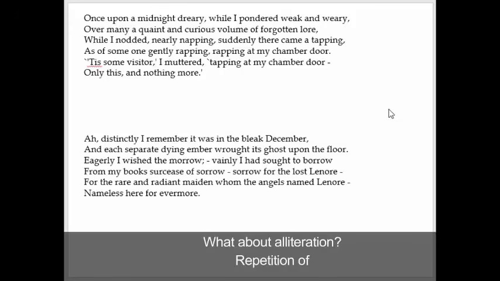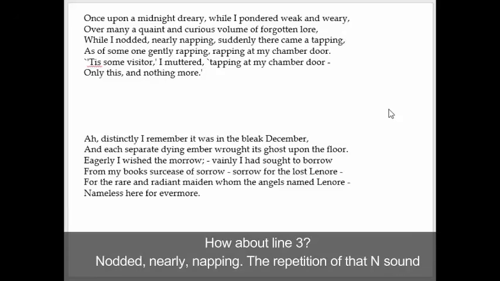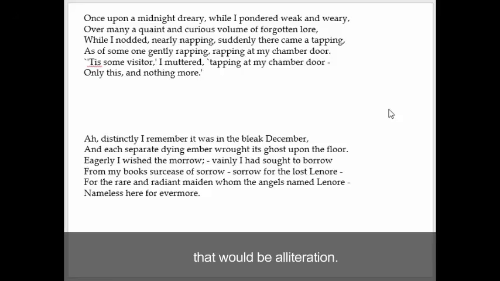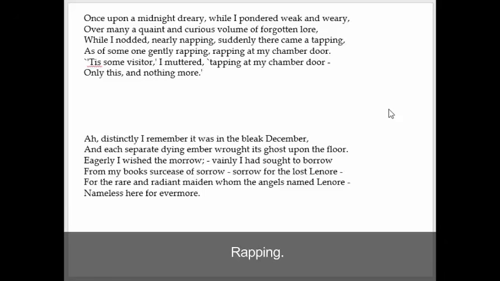What about alliteration, repetition of consonant sounds repeated at the beginning of words? How about line 3? Nodded, nearly, napping. The repetition of that N sound. That would be alliteration. What about an example of onomatopoeia? We have tapping, rapping. I believe that's it.